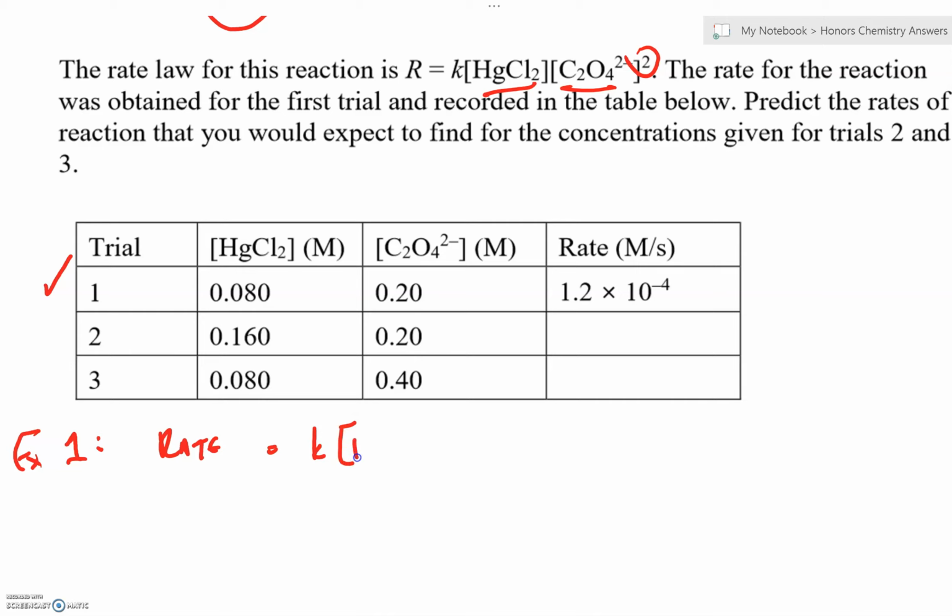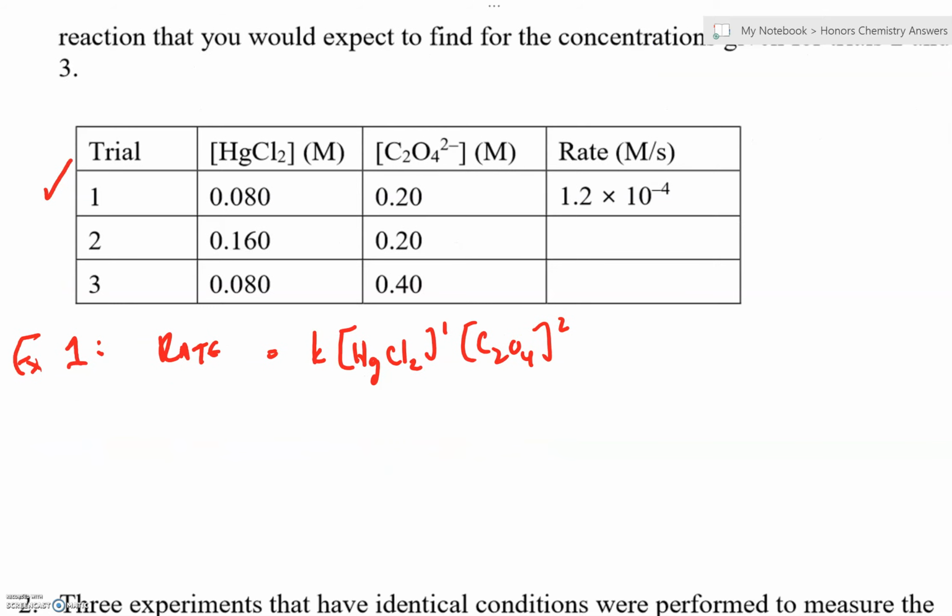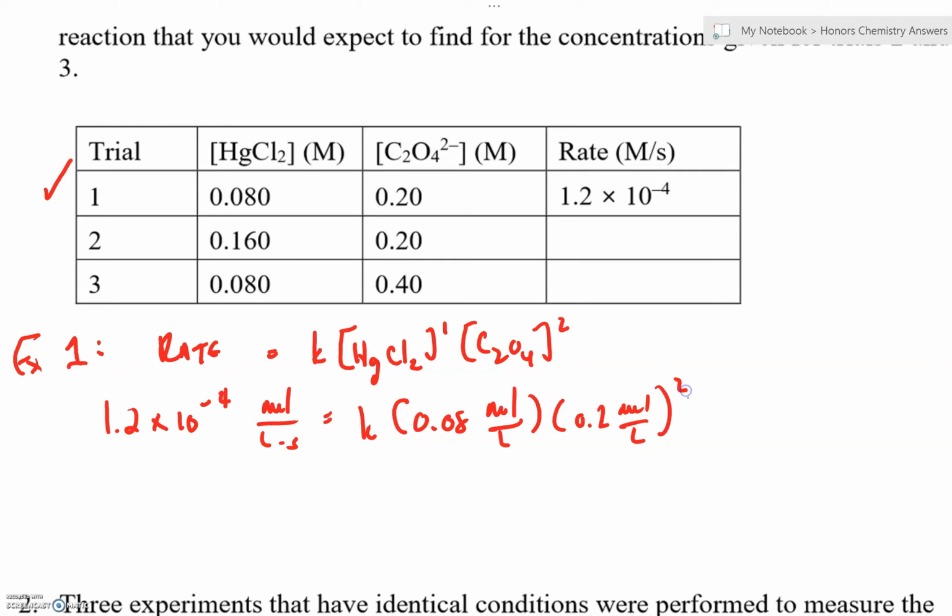We know that the order of the first reactant is to the first. We're not even going to write that, and the order of the second reactant is to the second. So we're going to write it like that. What I'm going to do is solve for K. So we know that in experiment 1 we have a rate of 1.2 times 10 to the negative 4 moles per liter per second. This is equal to a rate constant K that we don't know. And we know that in experiment 1, the concentration of mercury 2 chloride is 0.08 moles per liter, and the concentration of oxalate is 0.2 moles per liter. We're going to square that.